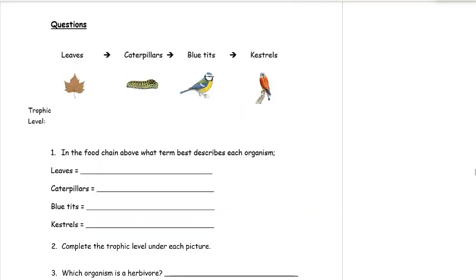Now if we look at this, here's a simple question. So we've got a simple food chain. Now, which term best describes each organism? The leaves are going to be the producers. The caterpillars would be the primary consumers. The blue tits would be the secondary consumers, and the kestrels are the tertiary consumers. Complete the trophic level under each picture. This is the first trophic level, second, third, and fourth.